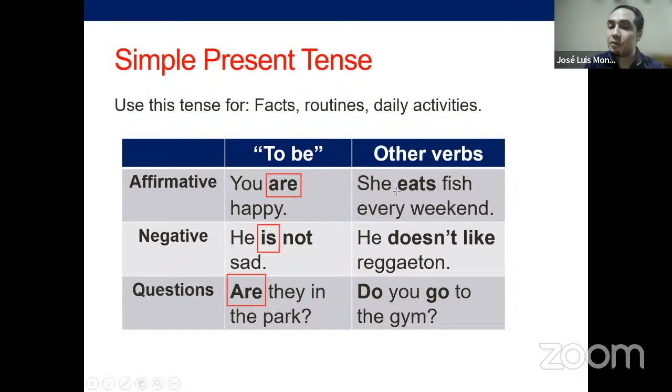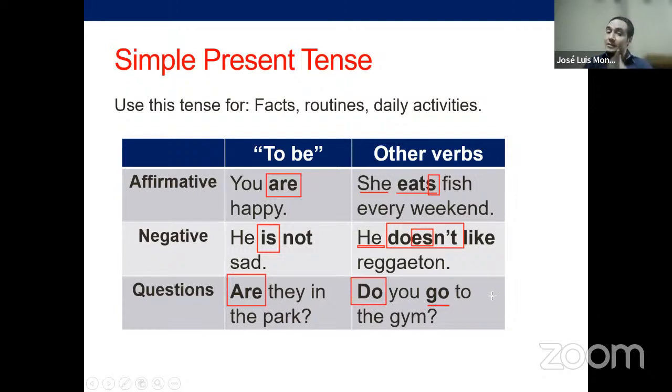But remember, if you use other verbs, if it's with he, she, it, what happens? You add the s or the es of the third person, right? She eats. If it's in negative, you need to add an auxiliary, do or does, right? Does for he, because it's third person. Here, because of she. And when it's a question, what do we do? Always the auxiliary first, the subject, and then the verb.